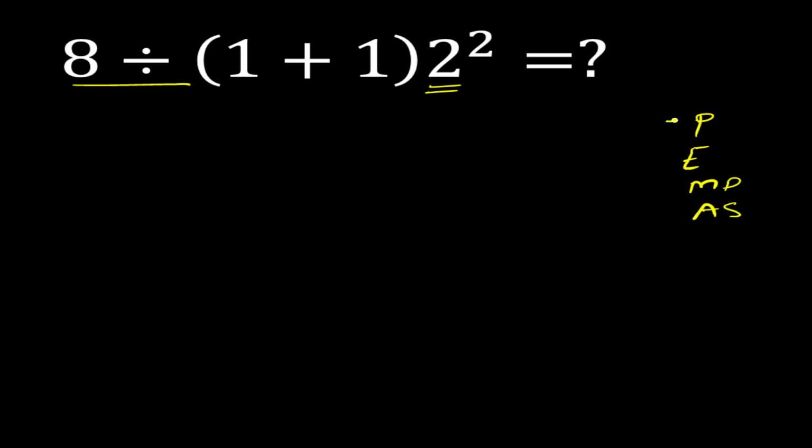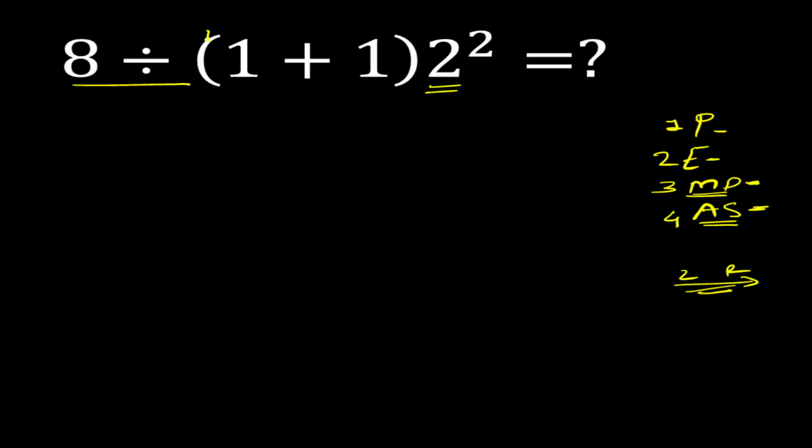According to PEMDAS, first priority is parentheses, second priority is exponents, third priority is multiplication and division, fourth and last priority is addition and subtraction, right? Multiplication and division both have equal priority, and addition and subtraction also both have equal priority. So we have to solve it from left to right, right?